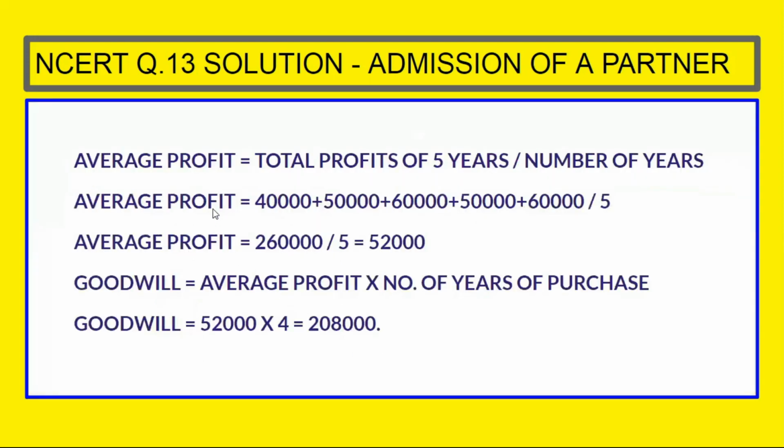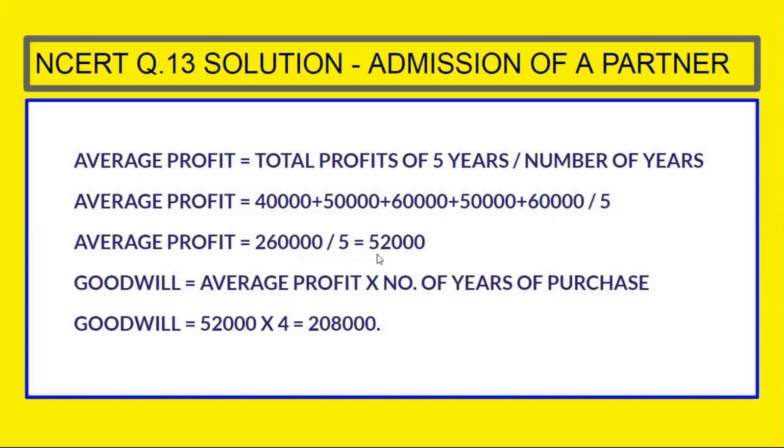Now the solution: average profit. The formula is total profit of all the years, here the past 5 years, divided by number of years. So the past 5 years profit has to be added: 40, 50, 60, 50, 60 divided by 5. So all the years profit, if it is added, it is 2,60,000. Number of years is 5. So the average profit of the enterprise is 52,000.